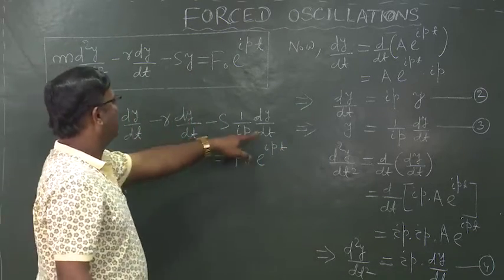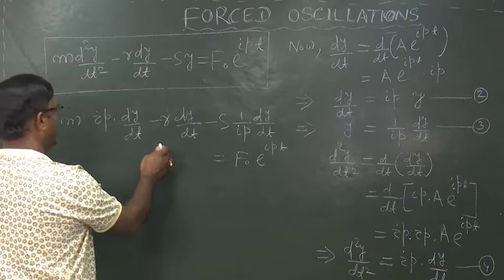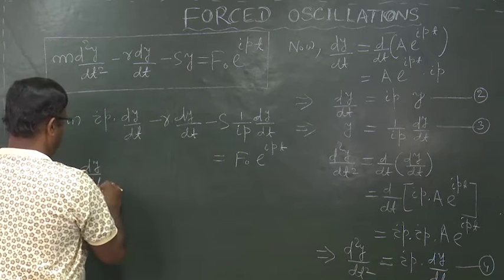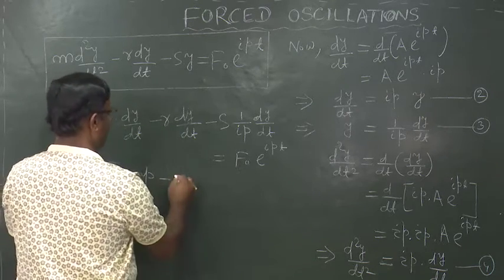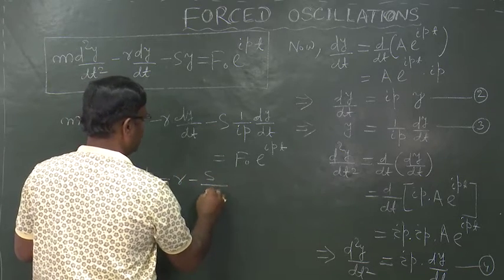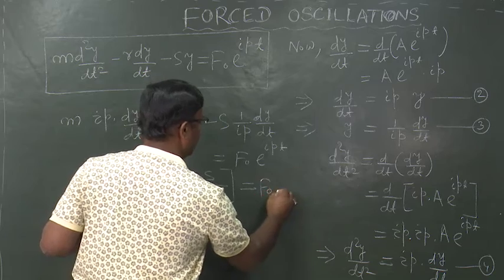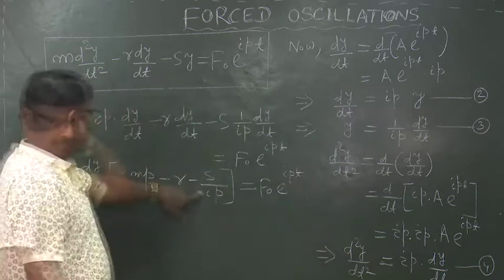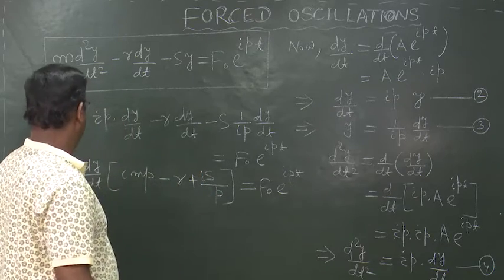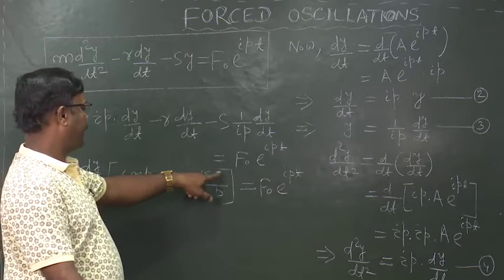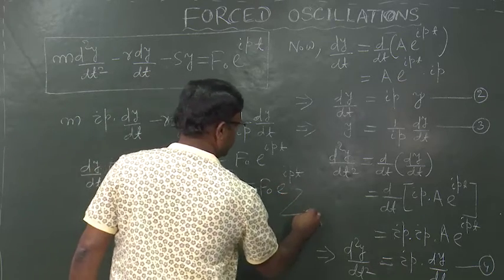Now, dy by dt remains in all the terms, hence it can be taken as common. Taking dy by dt common, we can write this equation as dy by dt into (iMP minus r minus s by iP) which is equal to f0 e to the power iPt, and here 1 by i can be expressed as minus i, so it will be (iMP minus r plus is by P) is equal to f0 e to the power iPt. Let this be equation 5.